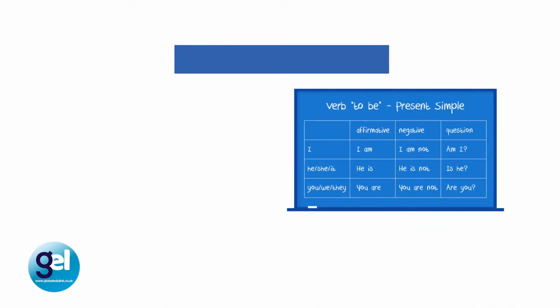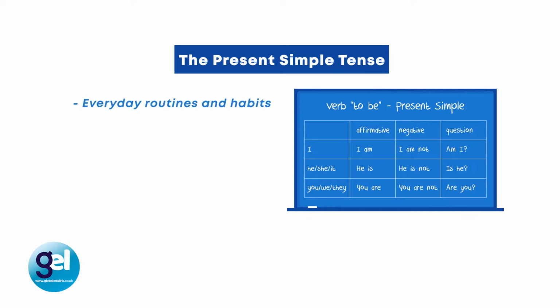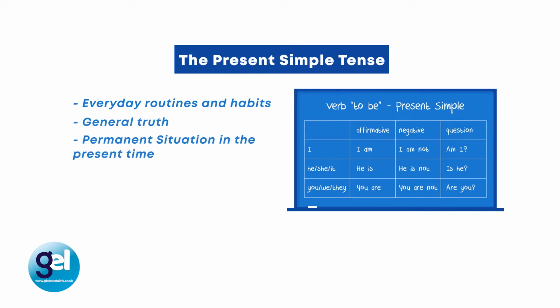So, how do we use the present simple tense? We use it for everyday routines and habits. For something that's a general truth, I am English. For permanent situations in the present time, I live in Liverpool. With timetables, the train leaves at 6 p.m. Or immediate reactions for today. Your hair looks nice, it's so cold today.